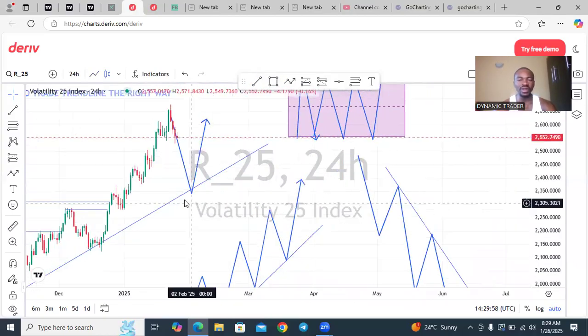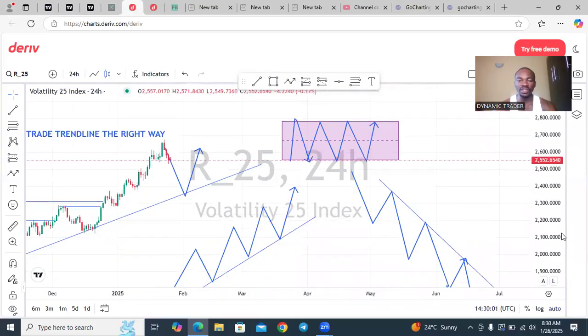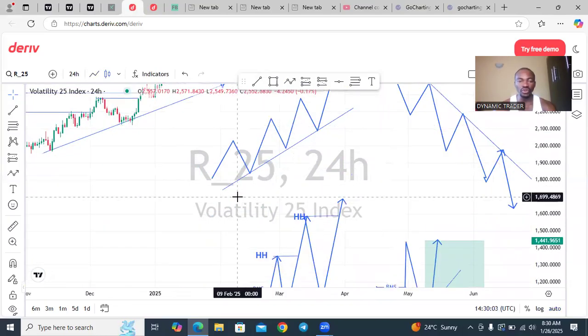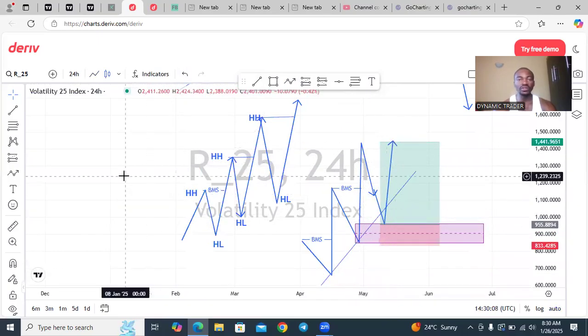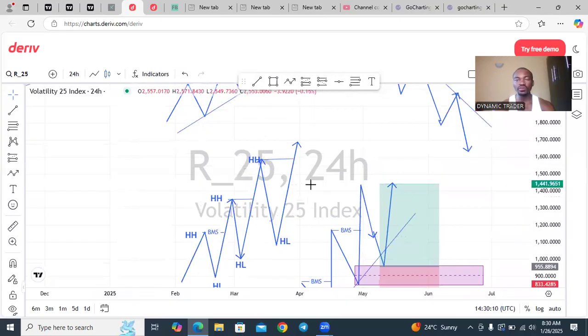So trading trend line the right way is you observing that the market has broken structure. This is the pattern. If you don't see this pattern, don't get involved. All right? Don't get involved.